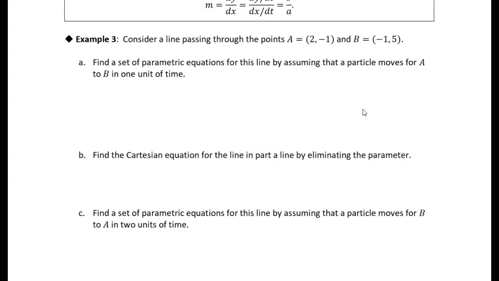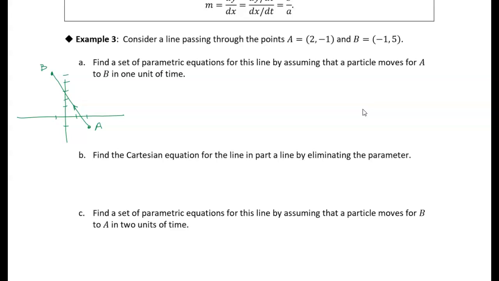So let's just take a look at it. I'm just going to quickly graph what that looks like. Okay, so we have 2 comma negative 1, so that's about here, and then negative 1 comma 5, so something like that. All right, so we're moving along this line. We're asked to find a set of parametric equations for this line, assuming that a particle is moving from A to B in 1 unit of time. This is point A and this is point B.